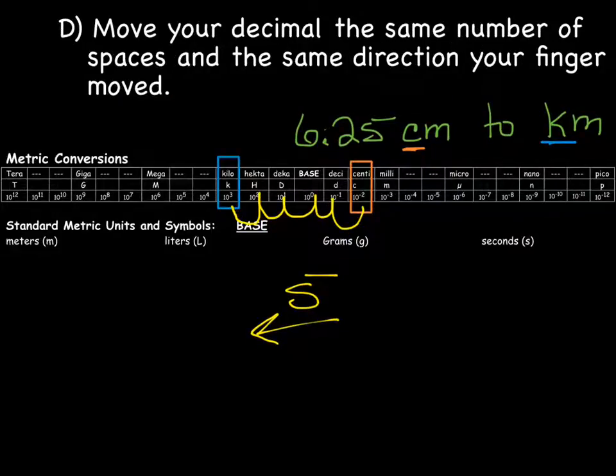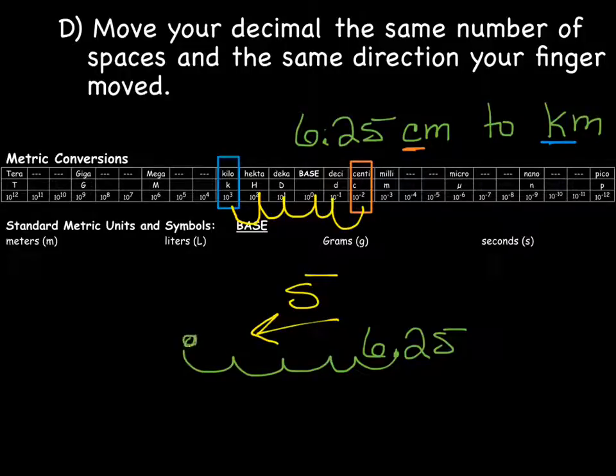The last step is to actually move the decimal the same number of spaces and the same direction your finger moved. So let me rewrite our number. We have 6.25, and we are moving our decimal 5 places to the left. 1, 2, 3, 4, 5. So our decimal is now there.